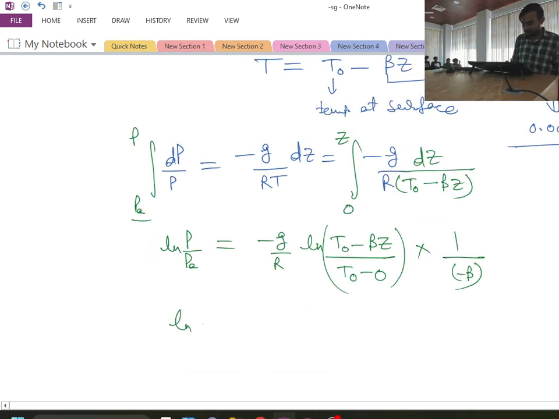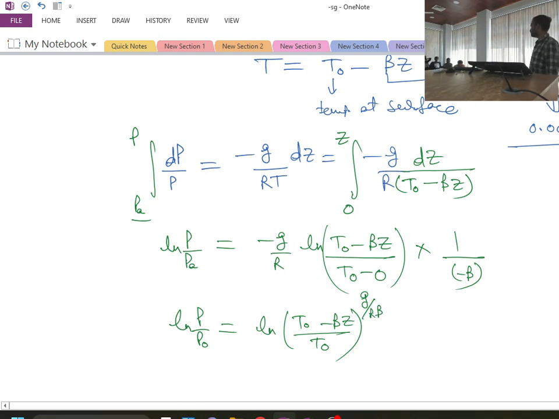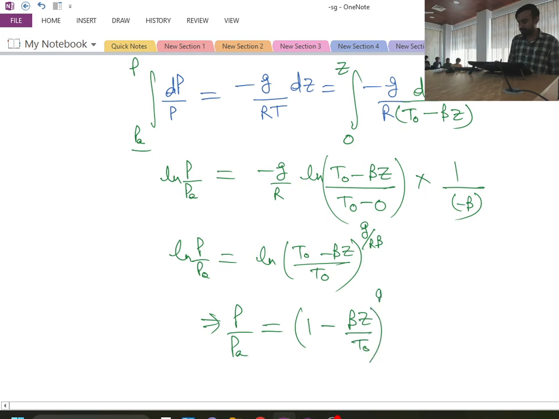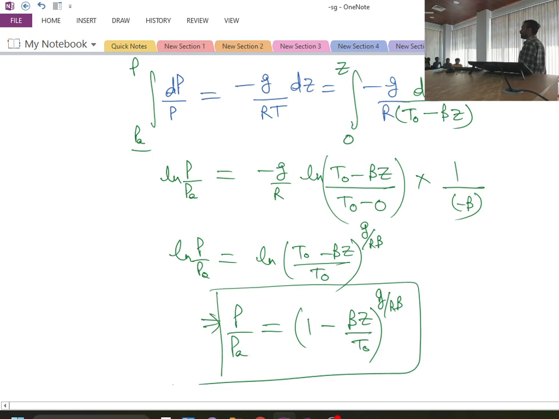So from here I will be getting ln of P by PA can be written as ln of T naught minus beta Z by T naught, whole power g by R beta. Okay, so ultimately I will be getting that P by P atmospheric is equal to 1 minus beta Z by T naught, power g by R beta. So this is how pressure varies with elevation in the troposphere.